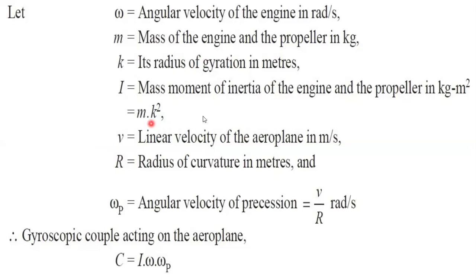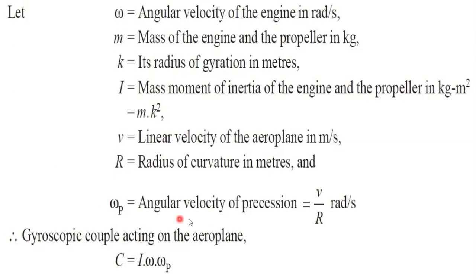So for mass you write kg, and k is the radius of gyration, in terms of meter. Square is there, so kg meter square. V is the linear velocity of the aeroplane in meter per second. Capital R is the radius of curvature, that is, whether it takes a left curve or right curve. So it denotes the radius.